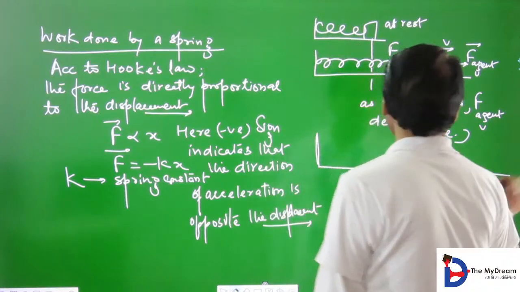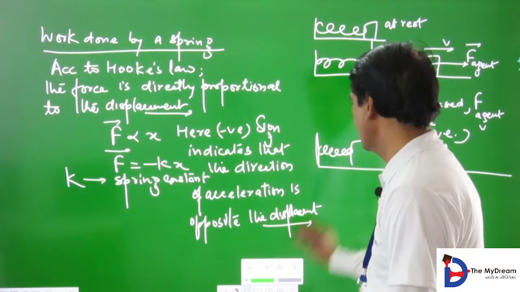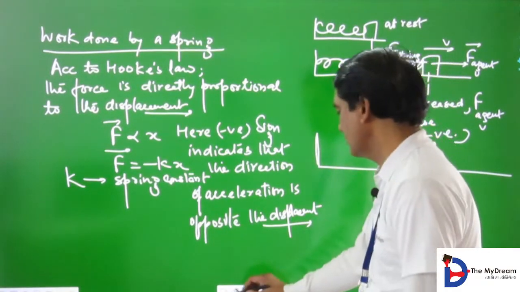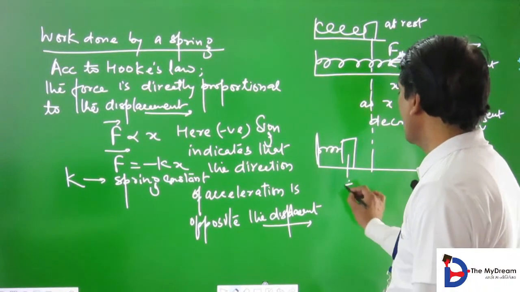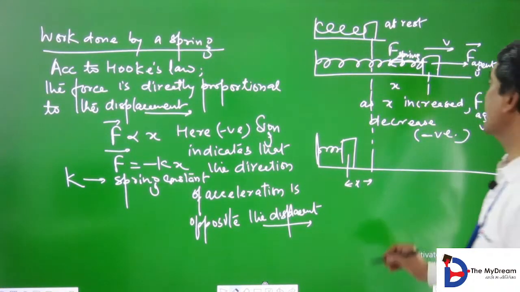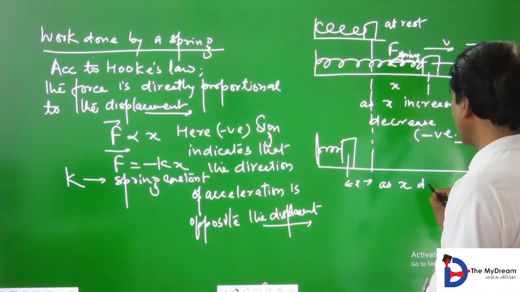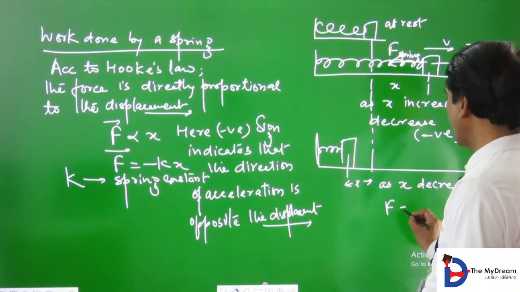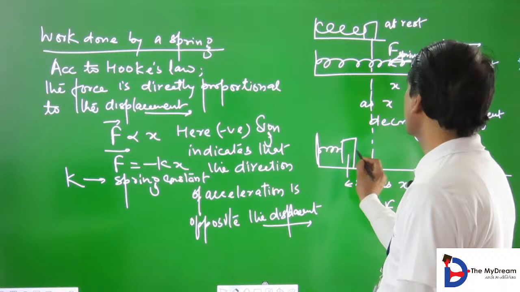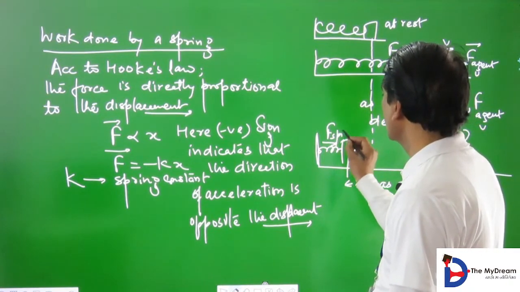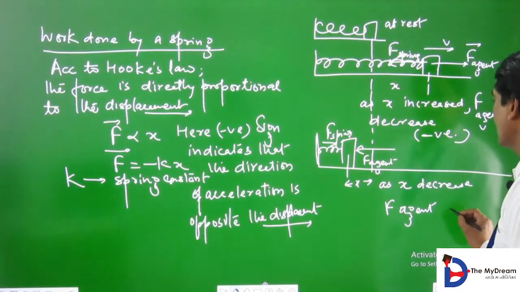Another one: you have compressed it. Now the x is this. In this case x decreases. x is decreasing, so what will F agent become? This one will become positive.